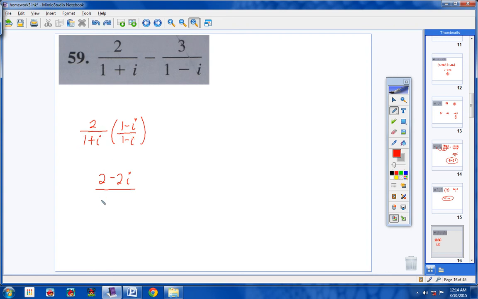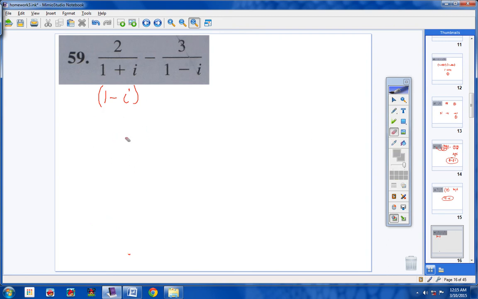First term times first term, 1. Last term times last term, negative i squared. Now, you only have a negative 1, which makes it a positive 1, which gives you a 2 for the denominator. So you end up with 2 over 2, minus 2i over 2. And 2 over 2 is 1, so 1 minus 1i, or just i. So this entire expression here, I simplified it, gave me 1 minus i. Got it? So this entire fraction here is that.